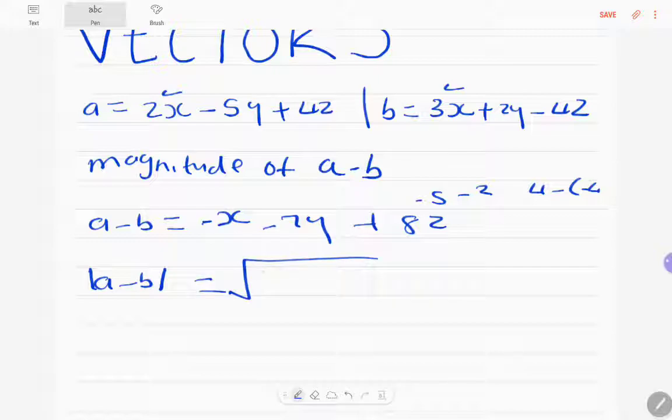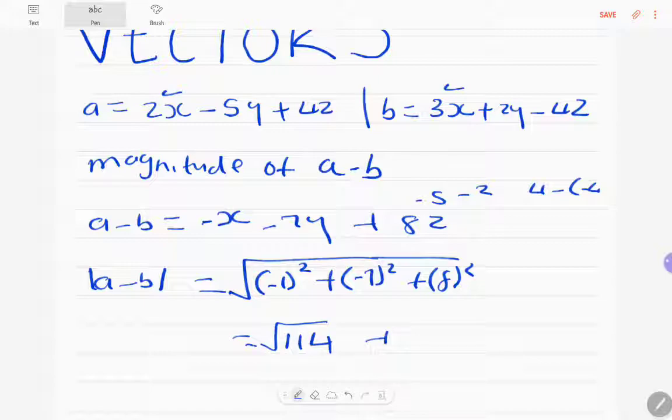Now the magnitude of A minus B is the root of minus 1 squared plus minus 7 squared plus 8 squared. Then you can punch it on your calculator: 1 squared plus minus 7 squared plus 8 squared. Our final answer is root of 114. Now this is our magnitude.